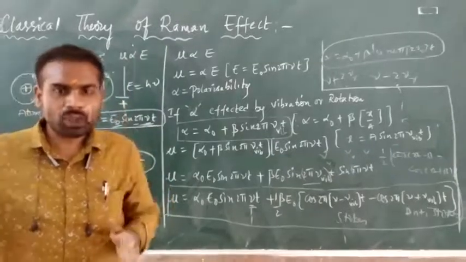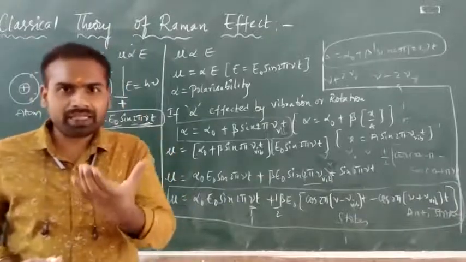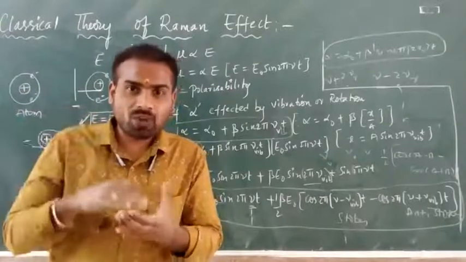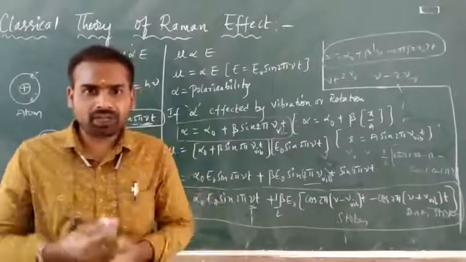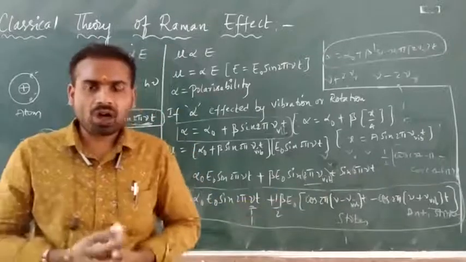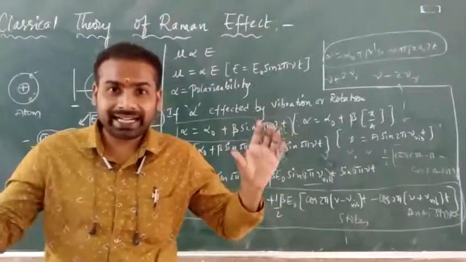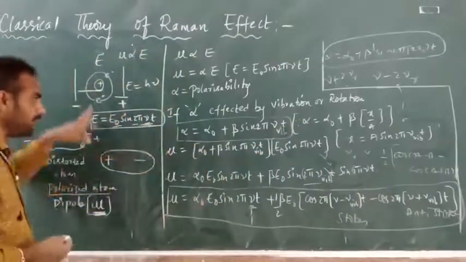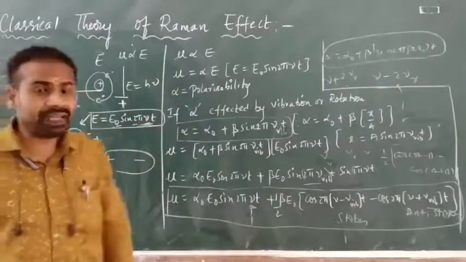Slowly we are coming into the concept, that is classical theory of Raman effect. So atom, nothing but substance. When the substance is subjected to some frequency of light, it will absorb that frequency and the atom will be distorted. And the atom will scatter the light in all directions. According to Raman, the scattered light consists of frequencies greater and smaller than the incident frequency, that we are going to prove. So the applied electric field E is equal to E naught sine 2 pi nu t. Here nu is the incident frequency.